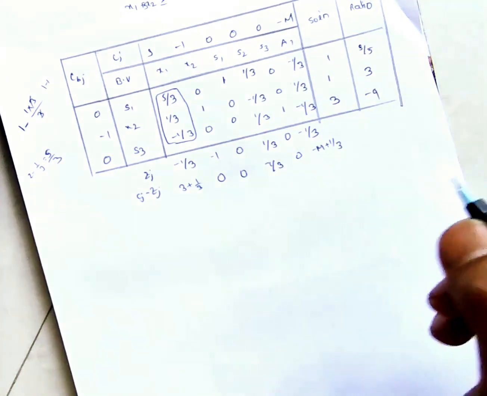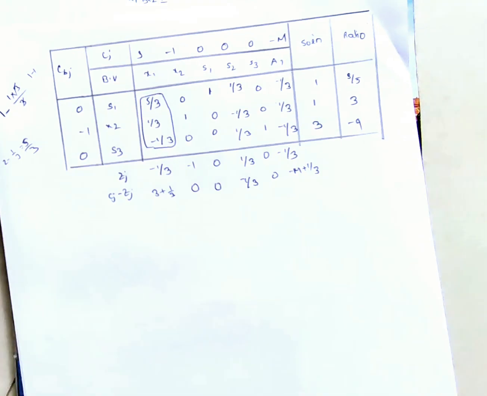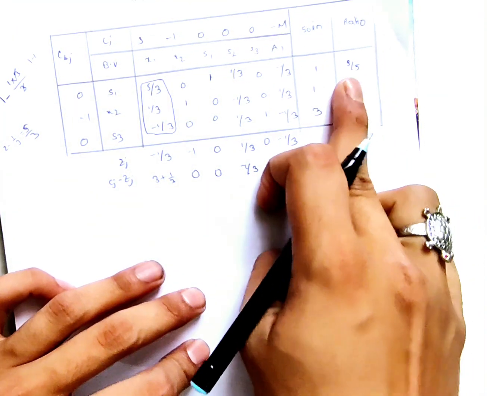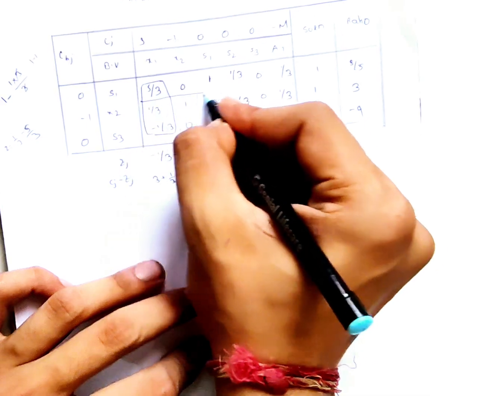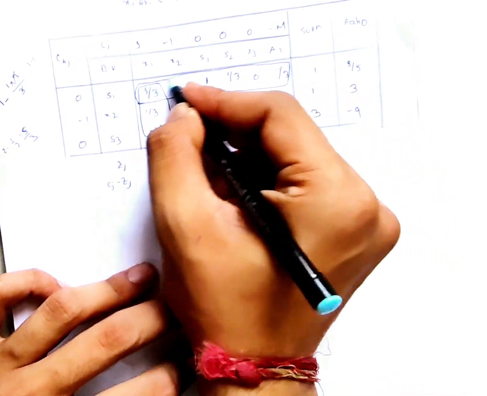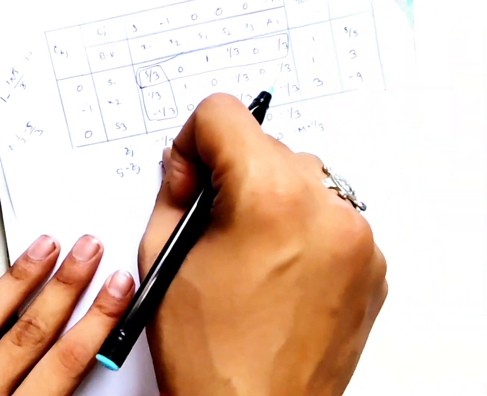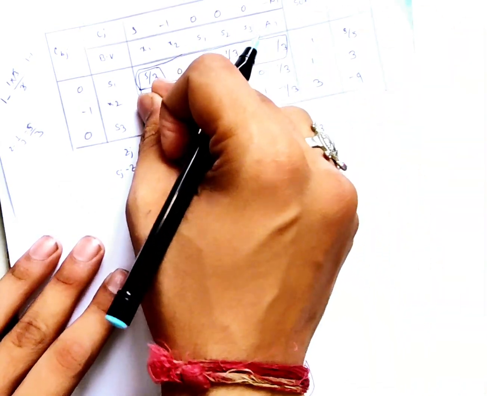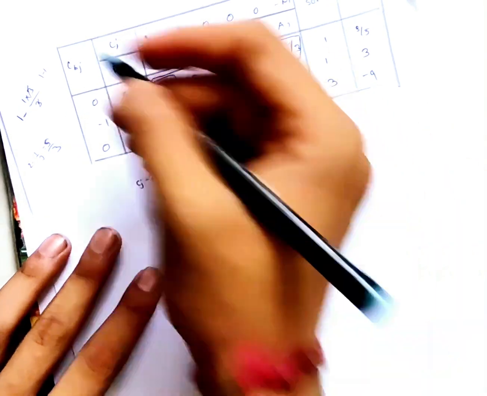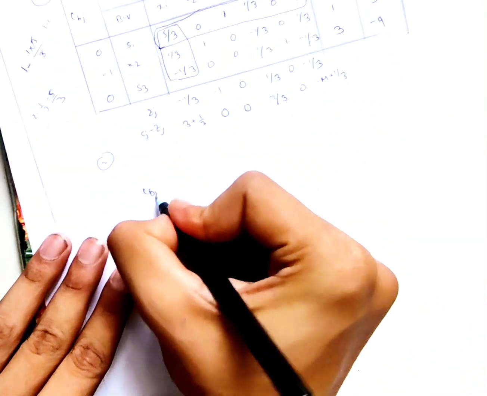To find the key row, we should take the least positive value. What is the least value here? 3 by 5, right? So it will be your key row. You understand, right? This is the key row. After finding the key row, key column and key element, we go for the next iteration. This is iteration 1 and I am doing iteration 2, the same way with the same table.